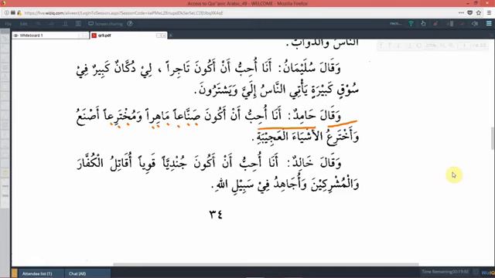Ashya', the plural of shay', thing. Right? Ashya', the plural of shay'. Strange things. And 'ajiba, right? Feminine, because this is a non-intellectual plural. We talk about it as feminine singular.